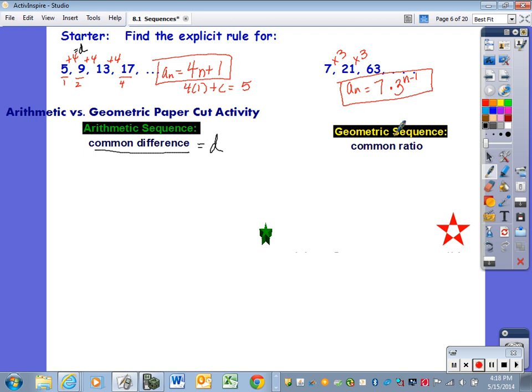Arithmetic. So would it make sense? An arithmetic sequence is repetitively adding. A geometric sequence is going to be repetitively multiplying. We call that repetitive adder a difference. So we're going to call that D. So what did we do? We took that D times n. And then we added some constant. So I'm going to put that in here. C is a constant. To get our rule.